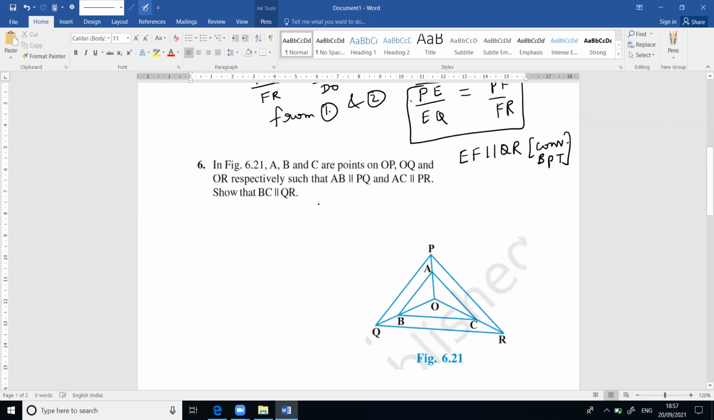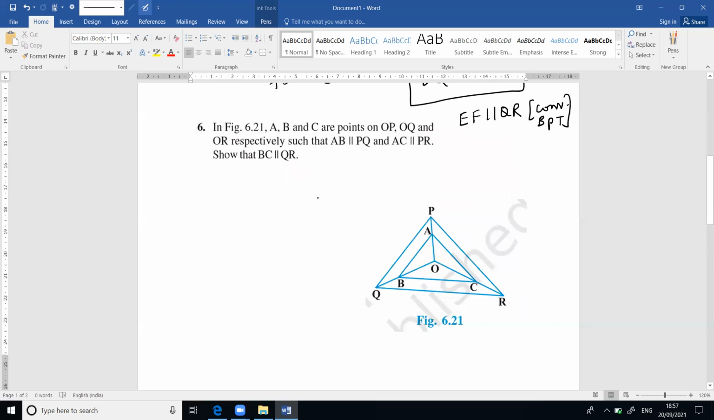Now come to the question in figure 6.21. Sixth question. A, B and C are the points on OP, OQ and OR such that AB is parallel to PQ and AC is parallel to PR. You have to show that BC is parallel to QR. Is it clear? Now, when you think that AB is parallel to PQ, you think about triangle OPQ. Now, apply basic proportionality theorem. So, OA upon AP will be equal to OB upon BQ. This is the first relation as per BPT.